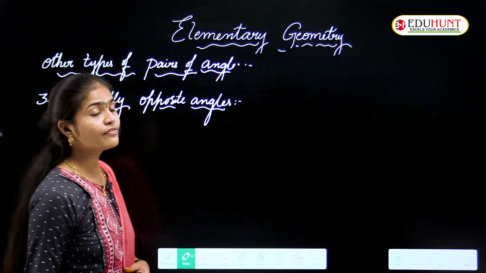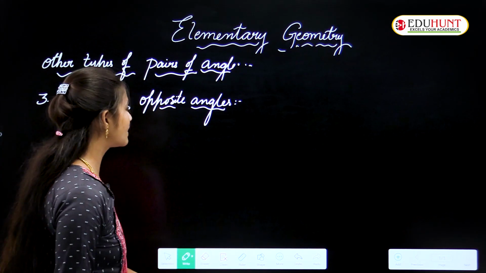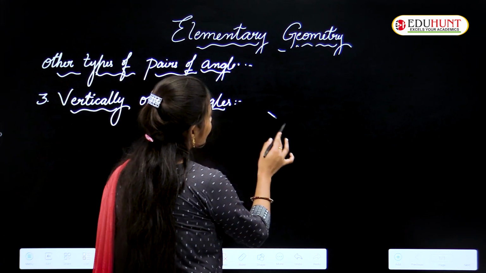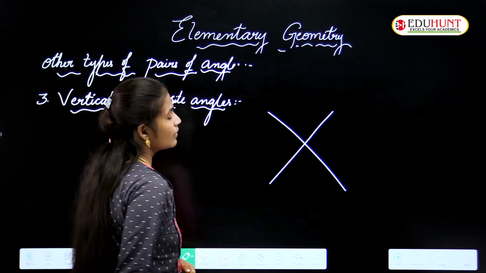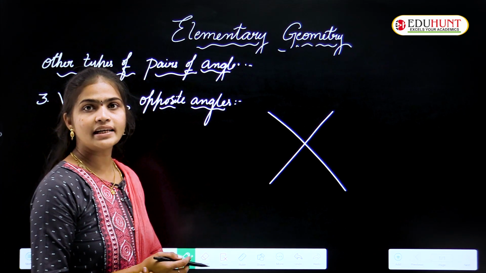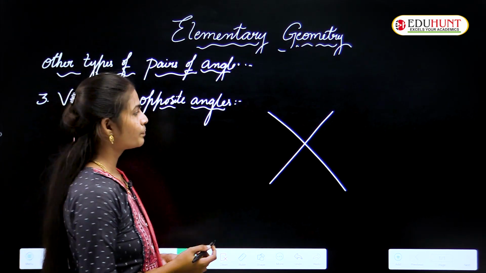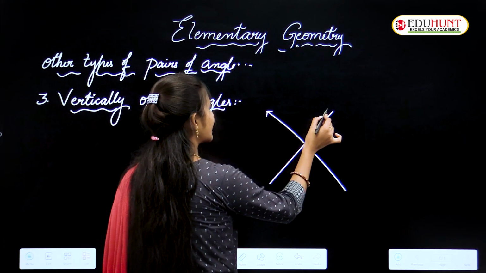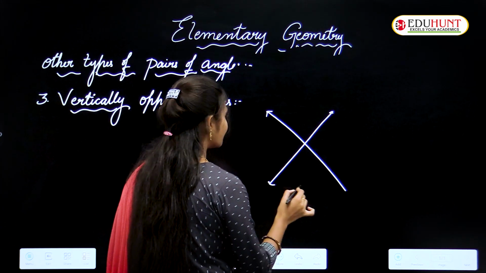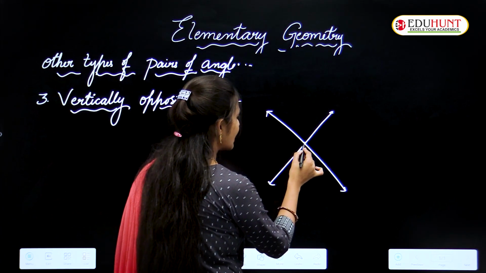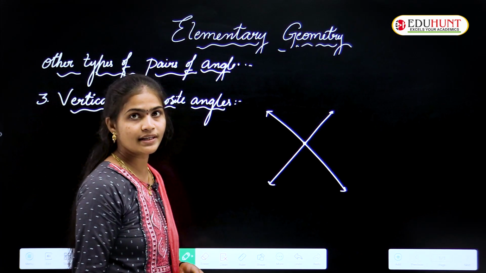So the next type is vertically opposite angles. What do vertically opposite angles mean? Here we need to take intersecting lines. Why we need to take intersecting lines, I will tell you. Intersecting lines means two lines are passing through the same point, no?